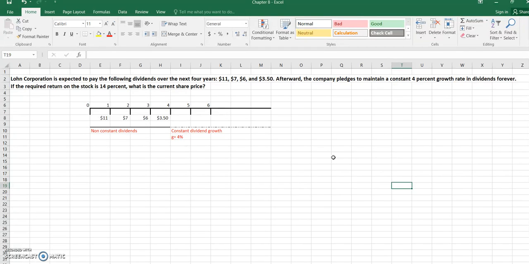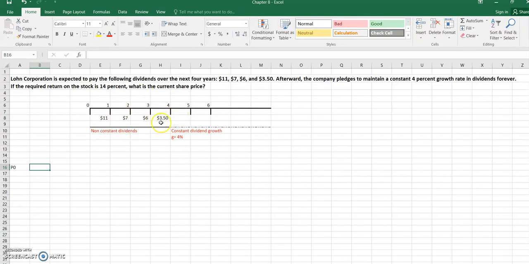Let's do this example. Loan Corporation is expected to pay the following dividends over the next 4 years: $11, $7, $6, and $3.5. Afterward, the company pledges to maintain a constant 4% growth rate in dividends forever. If the required return on the stock is 14%, what is the current share price? So here you need to determine P0. P0 is the price today, and this is what we need to determine today.